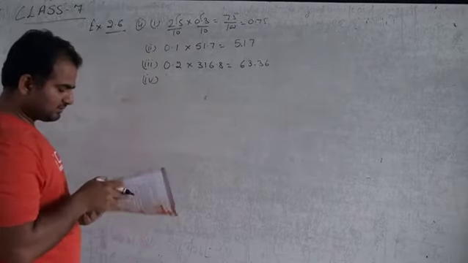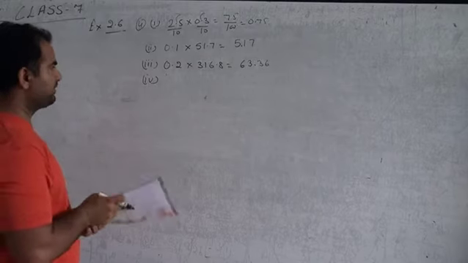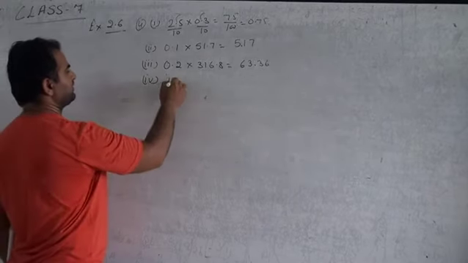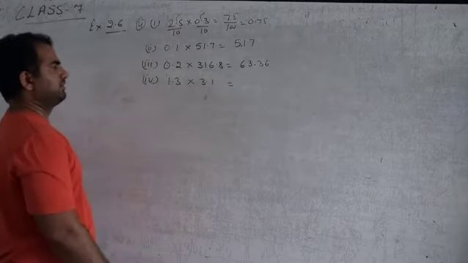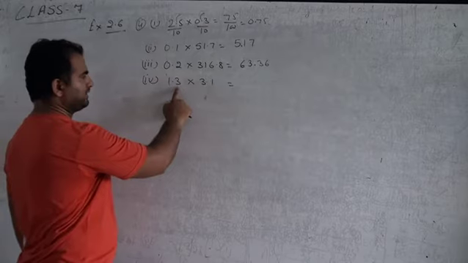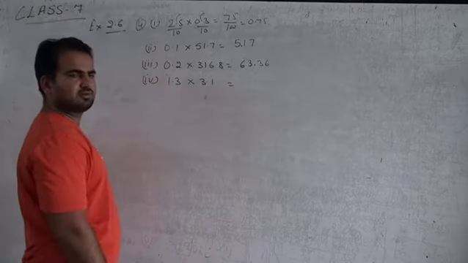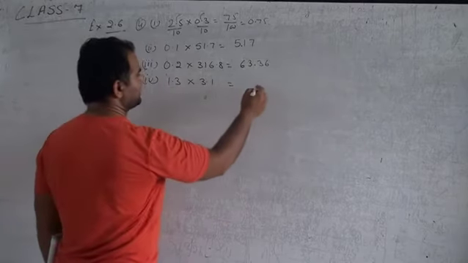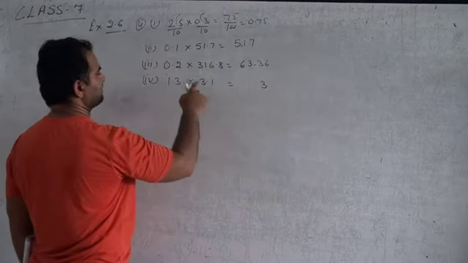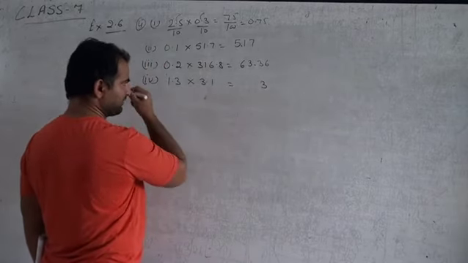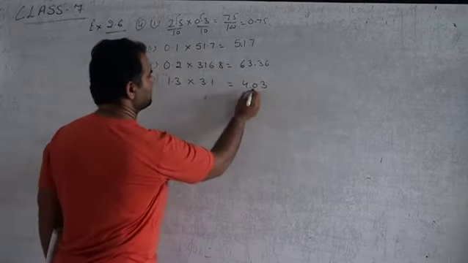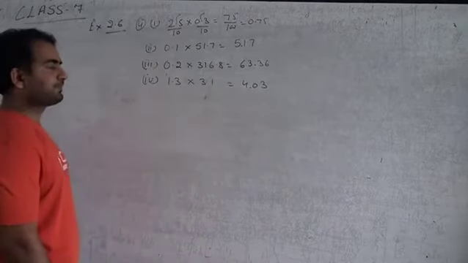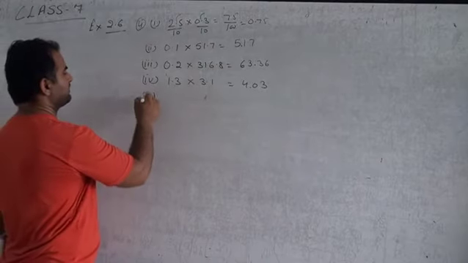Okay. Question number 4th is 1.3 into 3.1. 1 digit and 1 digit, so the answer will have the decimal after 2 digits. 13 times 3 is 39, and 13 times 1 is 13, giving 403. The answer is 4.03. Done.